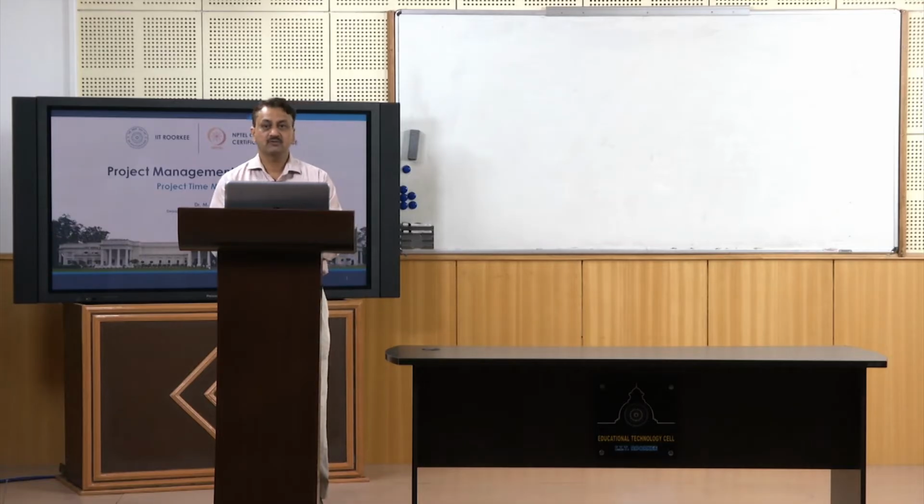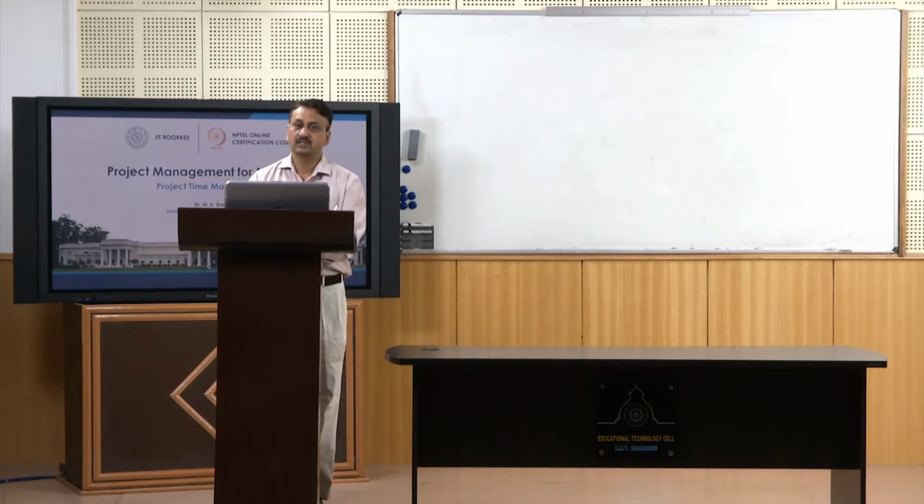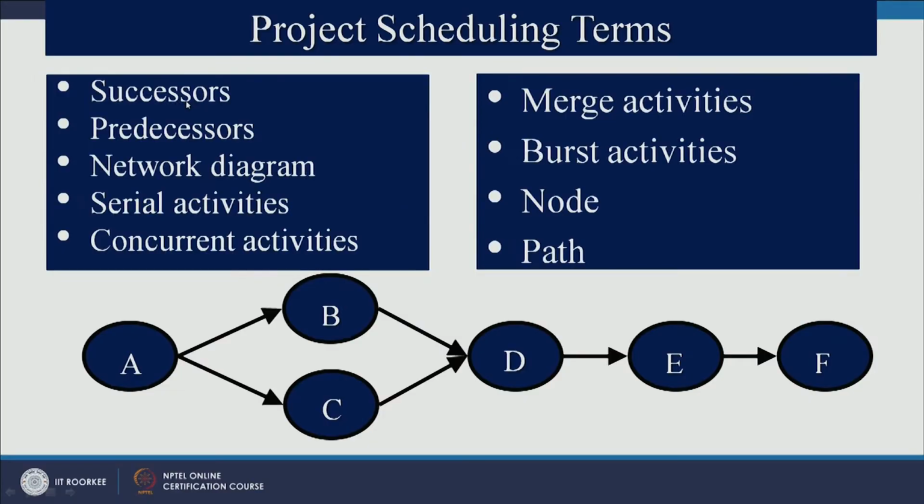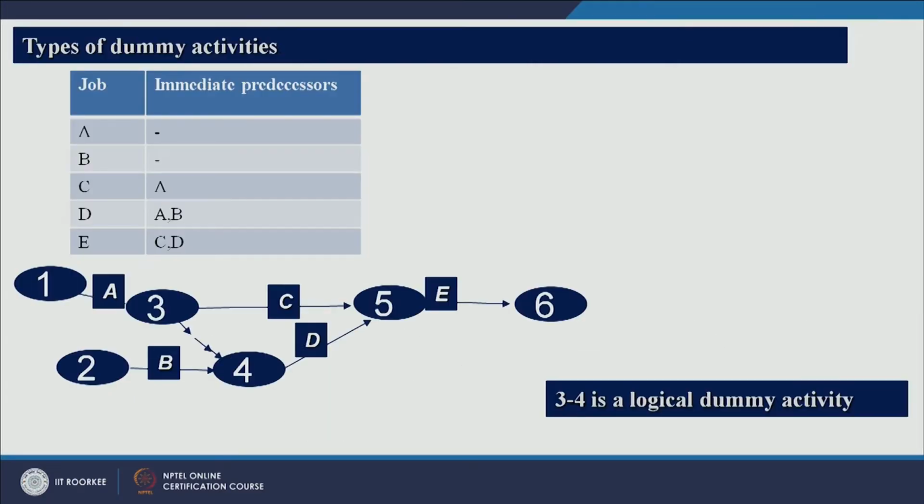And we have seen how to draw a network, right? You have activities, you have nodes, and you have dummy activity. So let us look at project scheduling terms once again. You have successor, predecessor, serial activities, merge activities, burst activities, nodes, and different paths, right? So let's move on to the next slide, types of dummy activities.